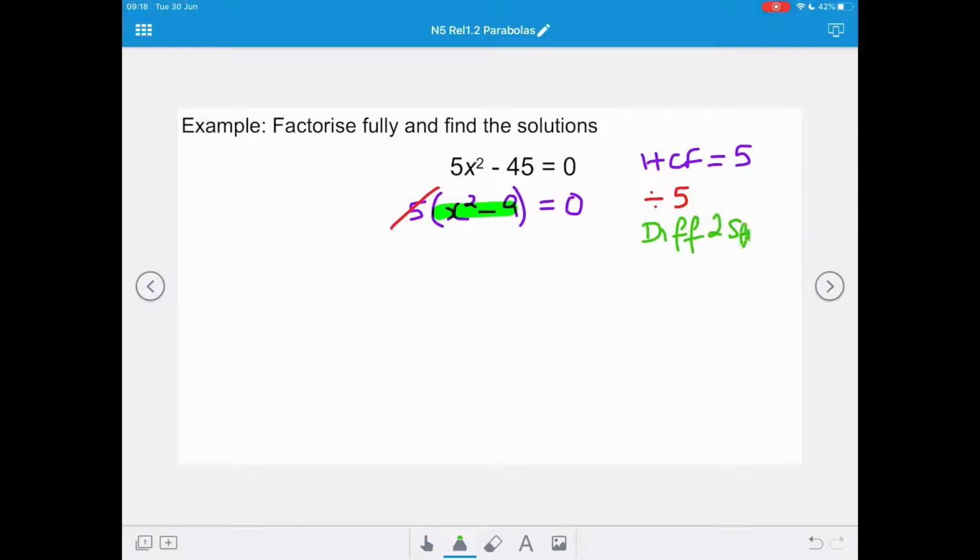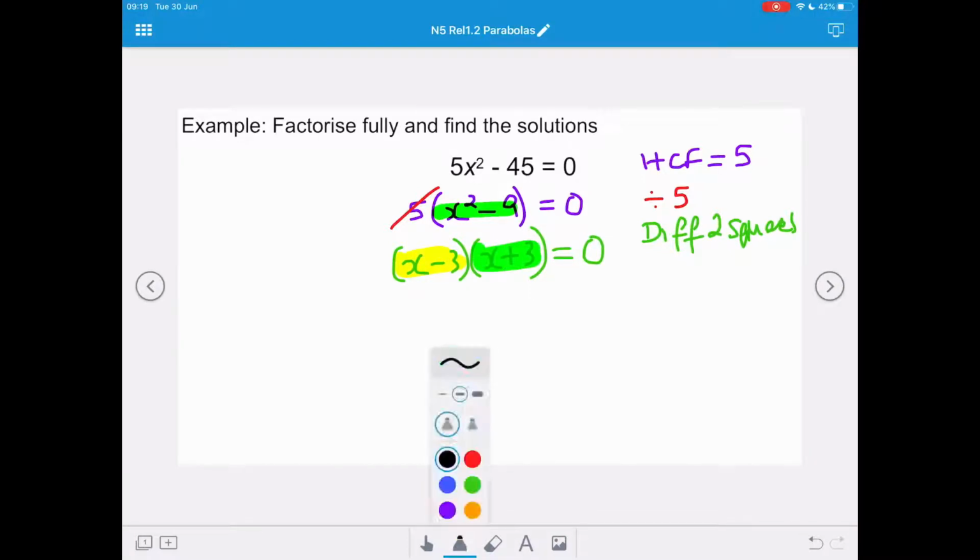And a difference of two squares is when we can square root both of our terms and have different signs in our brackets. So we've got x minus 3 upon x plus 3, and that's going to equal 0. So this time, either our x minus 3 bracket has to be 0, or our x plus 3 bracket has to be 0. So we're going to solve for each of these scenarios.